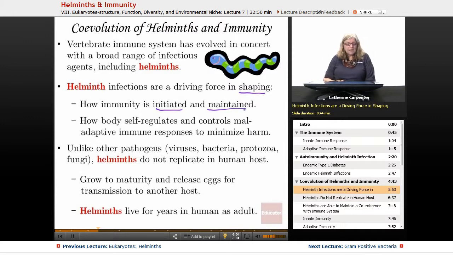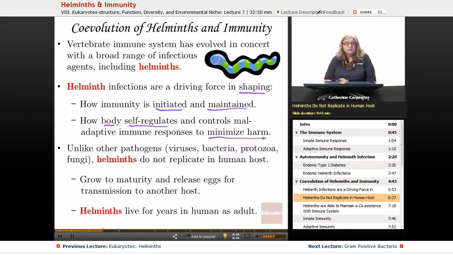And also, these helminth infections determine how the body self-regulates and controls these maladaptive immune responses to minimize harm. So we learned in the immune lecture that there's a whole component of the immune system that actually serves to stop inflammation and to stop the rest of the immune system from continuing its activity. So the helminths are different from the other pathogens because the helminths don't replicate.